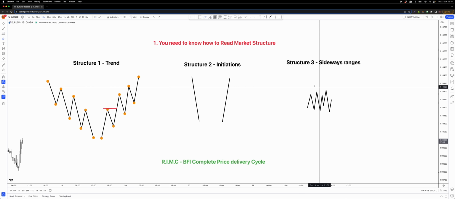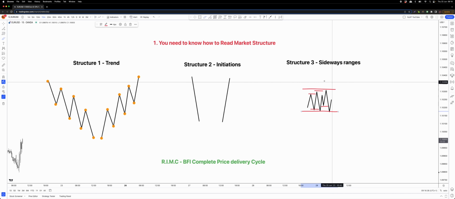So now the third structure is a sideways range. This is when we don't have trend, when we don't have those higher highs and higher lows, when we don't have initiation structure in the market. What we're getting is just price running highs, running lows, running highs, running lows, and not creating any trend in the market. This is when price is just contained sideways.